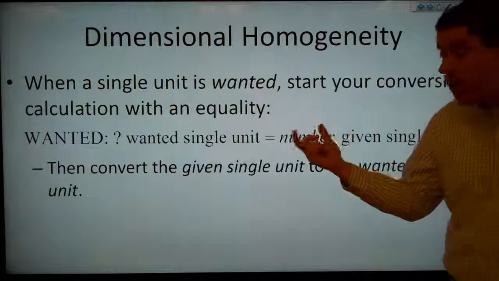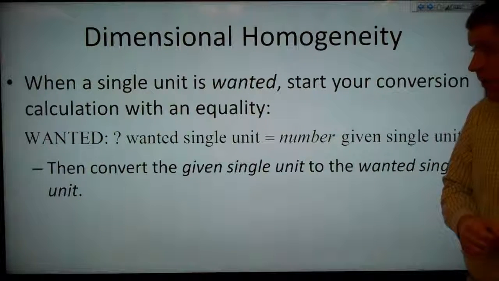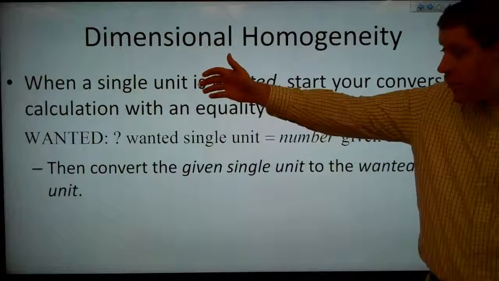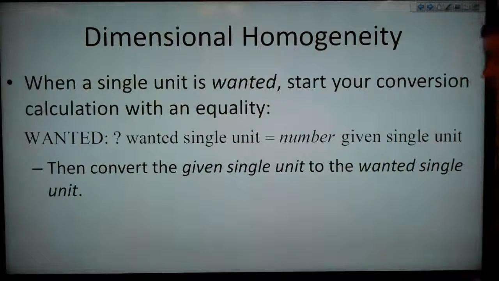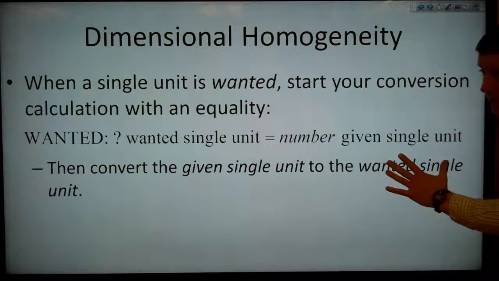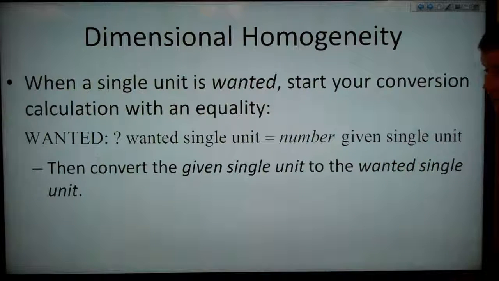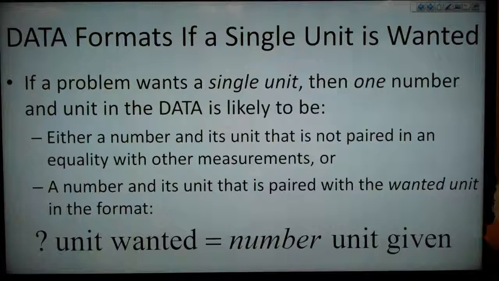When a single unit is wanted, then you want to start your conversion calculation with an equality. So wanted, colon, question mark, and then whatever your wanted single unit is, equals a number times your given single unit. And then you can convert the given single unit to the wanted single unit.